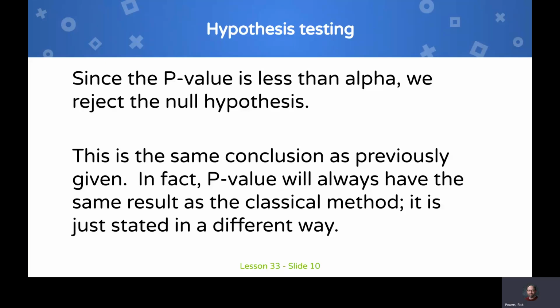Since the p-value is less than alpha, we reject the null hypothesis. This is the same conclusion as previously given. In fact, p-value will always have the same result as the classical method. It's just stated in a different way.